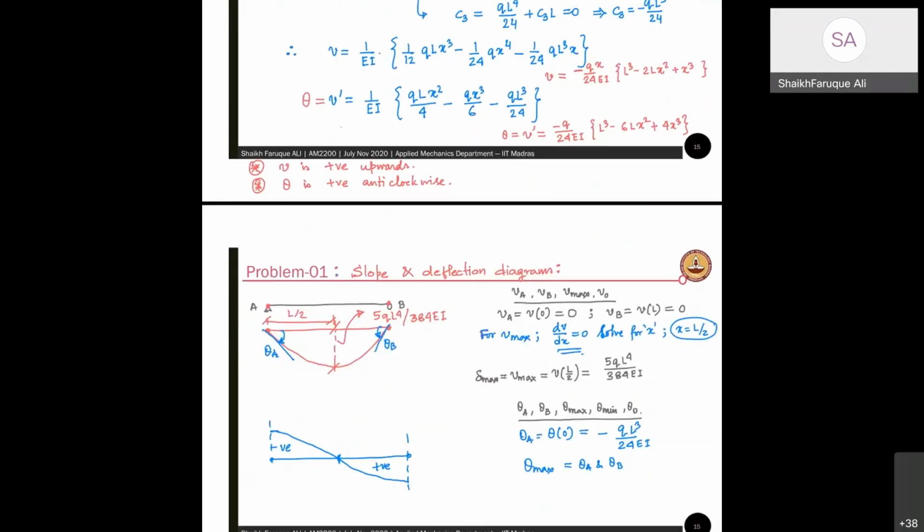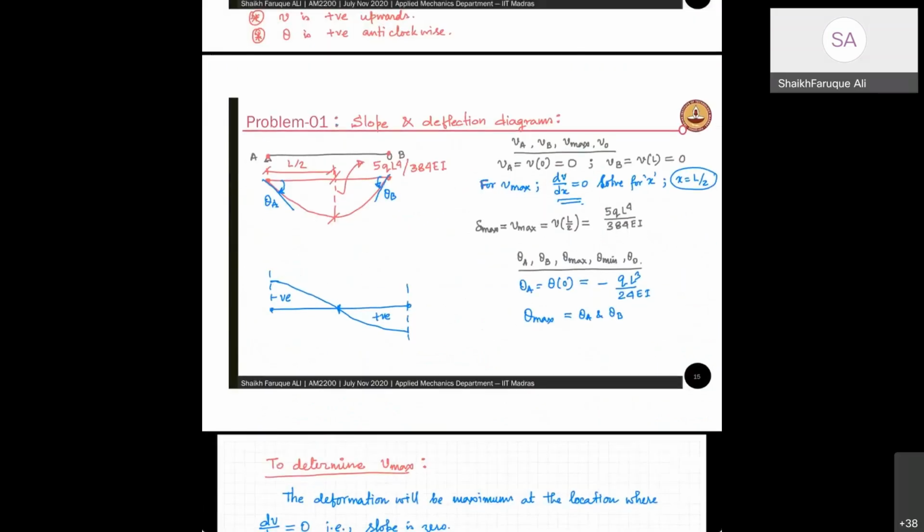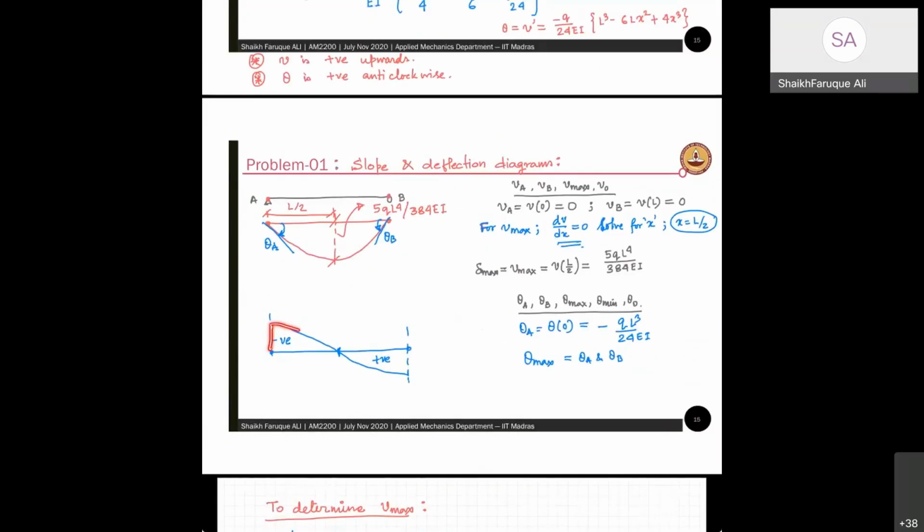What is the maximum value? You can find the maximum value at dv by dx equal to 0, that means slope 0. So this is the point where you have maximum deflection. And that you can find out is going to be at L by 2. And once you put L by 2, you get 5 by 384 QL4 by EI. See the value here, 5 by 384. It's very small. And this is your slope diagram. It's going to look like this. Slope is maximum here, and 0 at this point. And deflection is 0 here, 0 here, and maximum at the center point.